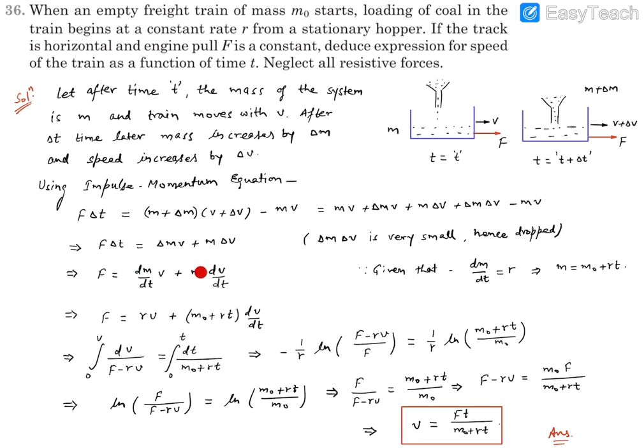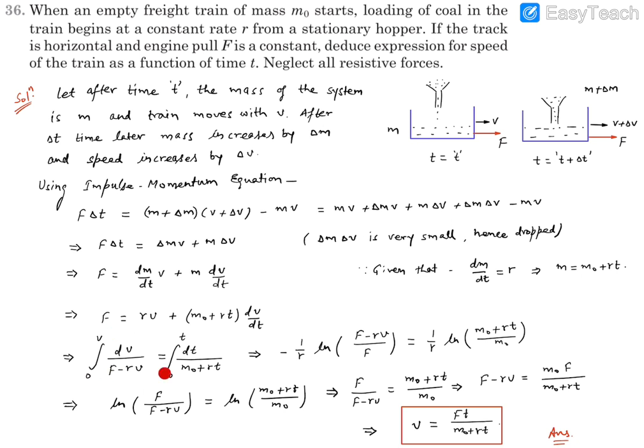Now put that m value over here, and the dm by dt value is over there. So you'll find F is equal to r into v plus m, which can be written as (m0 plus rt) into dv by dt. Here r is a constant, t is a variable, v is a variable, F is a constant, m0 is a constant. From here we can find v as a function of time. That's a differential equation. Separating variables, bring rv this side so that becomes F minus rv, and bring it downside, so that will become dv divided by F minus rv. And the right hand side we can take as dt divided by m0 plus rt.